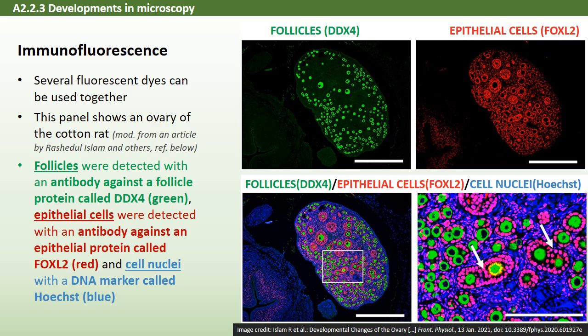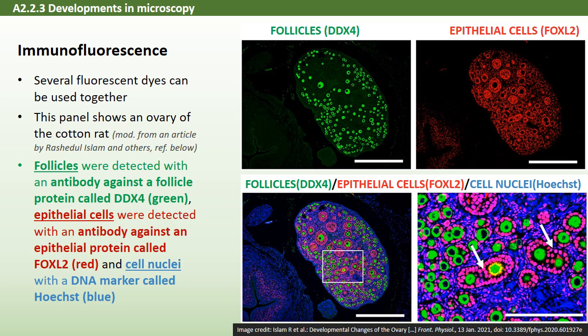Epithelial cells were detected with an antibody against an epithelial protein called FOXL2. This antibody would also be a so-called primary antibody, and afterwards a secondary antibody that detects this primary antibody was added, and the secondary antibody was also carrying red fluorescent molecules. So now we see FOXL2 in red.